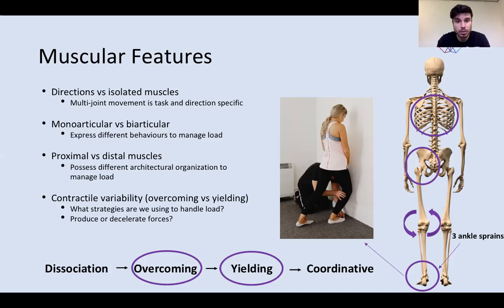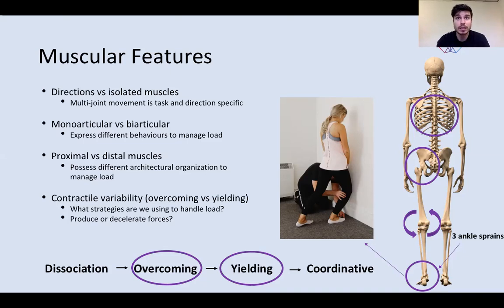But just like the last video, we're going to speak about everything within the context of the same case insight, because we need to remember that this client had a history of 3 left ankle sprains, the same side as their current experience of left-sided low back pain.